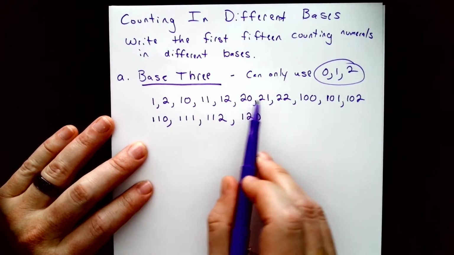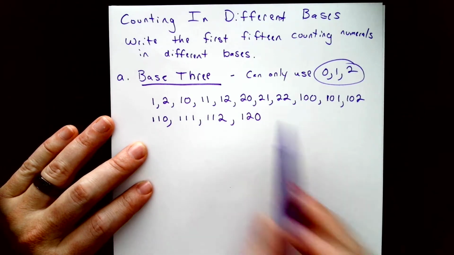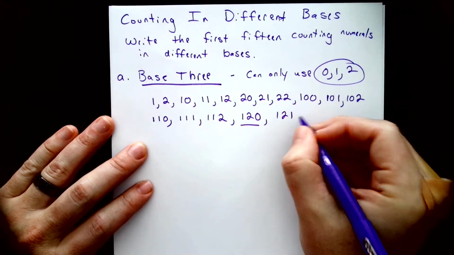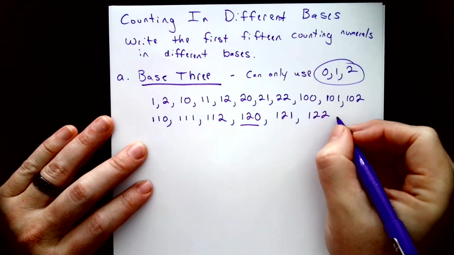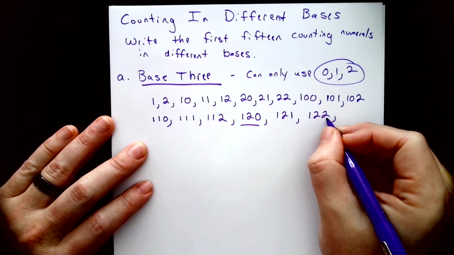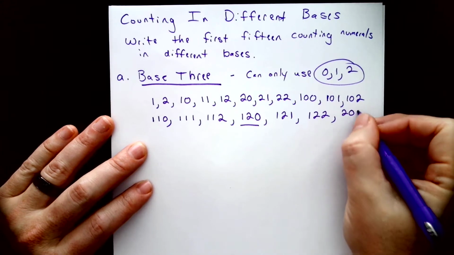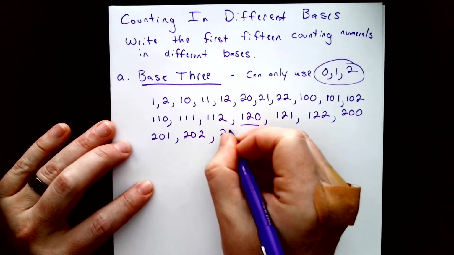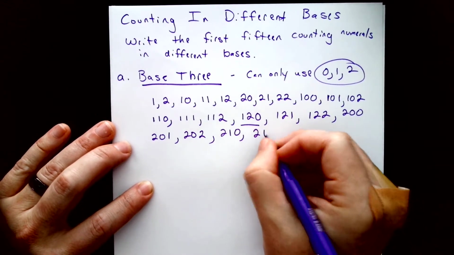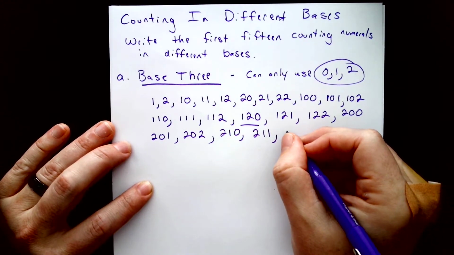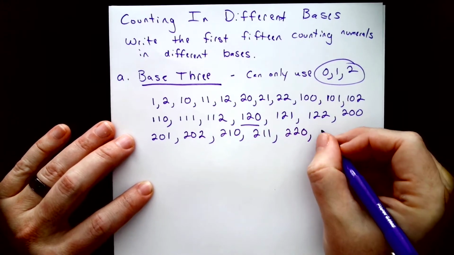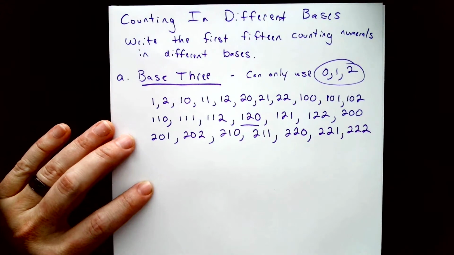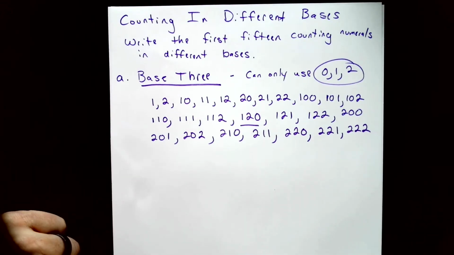Okay, and that may be 15 already. 1, 2, 3, 4, 5, 6, 7, 8, 9, 10, 11, 12, 13, 14, 15. That's 15, so we would be done, but the next ones would be 1, 2, 1 and 1, 2, 2. Then you've got 2's in both of these digits, so you need to raise it to a 2, 0, 0, 2, 0, 1, 2, 0, 2, 2, 1, 0, 2, 1, 1. The next ones will be 2, 2, 0, then 2, 2, 1, and then 2, 2, 2.